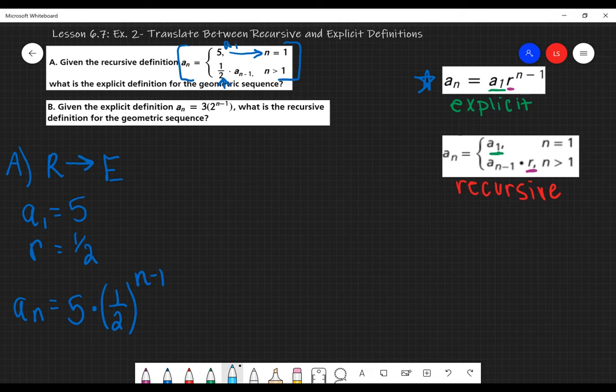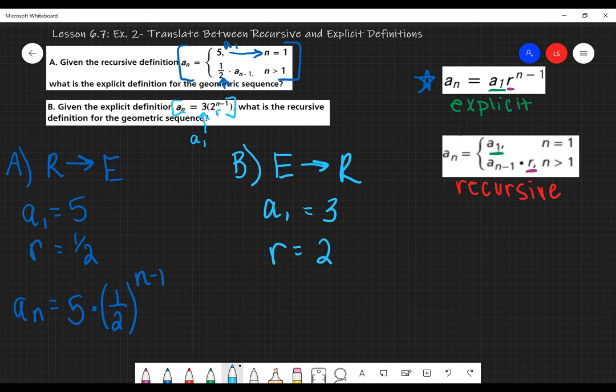For example B, it says, given the explicit definition, what is the recursive? So we're going the opposite way. Given explicit, find the recursive. So again, we're going to need to identify our first term and our ratio. So looking at the explicit definition, our first term is going to be the one without the exponent, so that would be 3. And our ratio is going to be the one raised to the exponent, so that is 2.